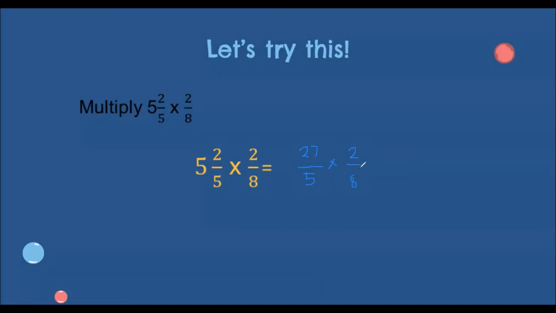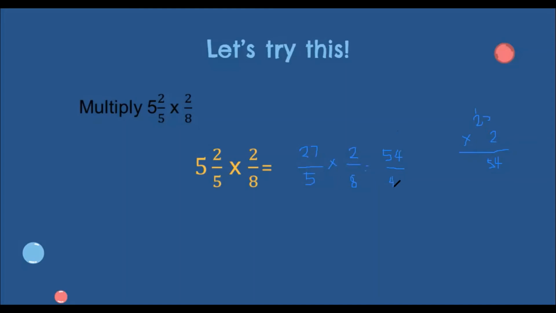Okay, so this one, top times top, 27 times 2. Let's multiply 27 times 2. So we have 14. 2 times 2, that is 4, plus 1, that is 5. So we have here 54 over 40.